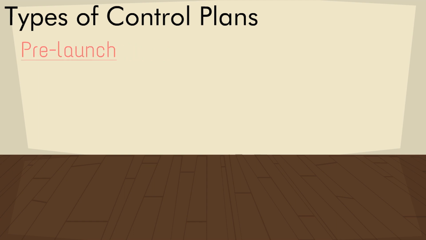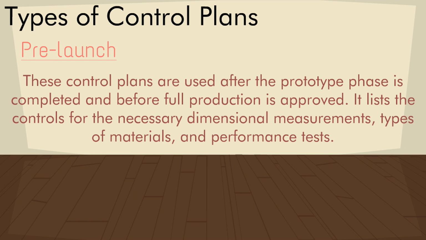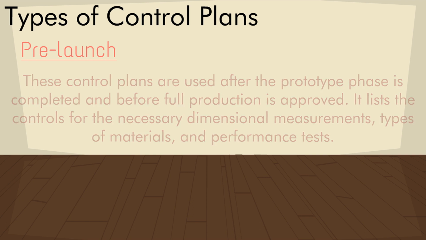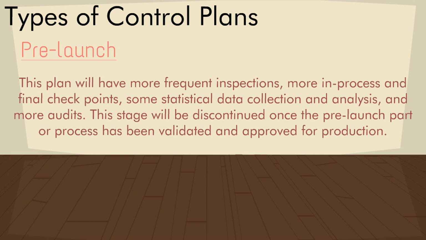Pre-launch. These control plans are used after the prototype phase is completed and before full production is approved. It lists the controls for necessary dimensional measurements, types of materials, and performance tests. This plan will have more frequent inspections, more in-process and final checkpoints, some statistical data collection and analysis, and more audits. This stage will be discontinued once the pre-launch part or process has been validated and approved for production.